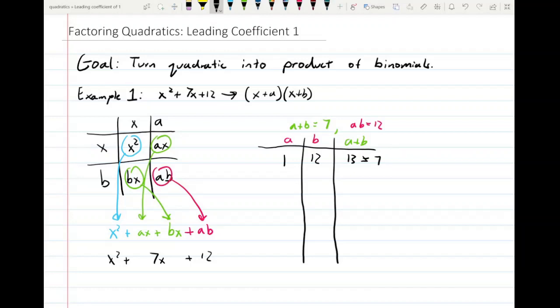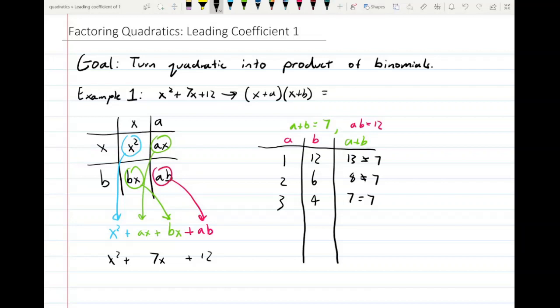We can slowly move a up. We'll do a is 2 and b is 6. In that case, a plus b is 8, which is not equal to 7. Move up again. We got a is 3, b is 4. And that gives us a plus b is 7, which is equal to 7. So 3 and 4 are the numbers we want.